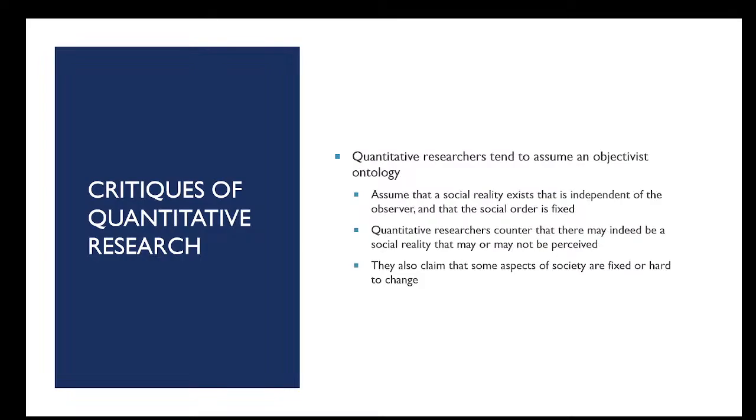mixed or multi-methods now. And yeah, quantitative researchers tend to have this objectivist ontology, right? They assume the social world really exists, and that the social order is fixed. There are going to be people who object to this, saying that there are a lot of constructed elements to society and a lot of things that potentially you can't see, right?